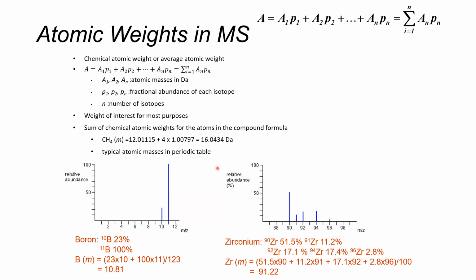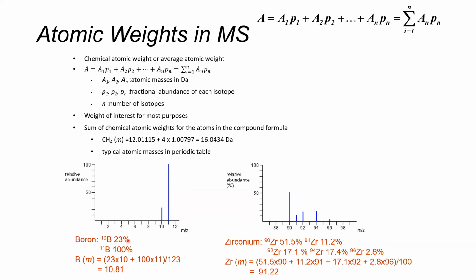versus charge spectra for boron on the left and zirconium on the right. For boron, we can see that boron 11 is 100% abundant, and that's relative abundance. In terms of relative abundance, we simply place the largest peak as being 100, and all other peaks are some fraction of that. So the boron 10 peak is 23% of the boron 11 peak.